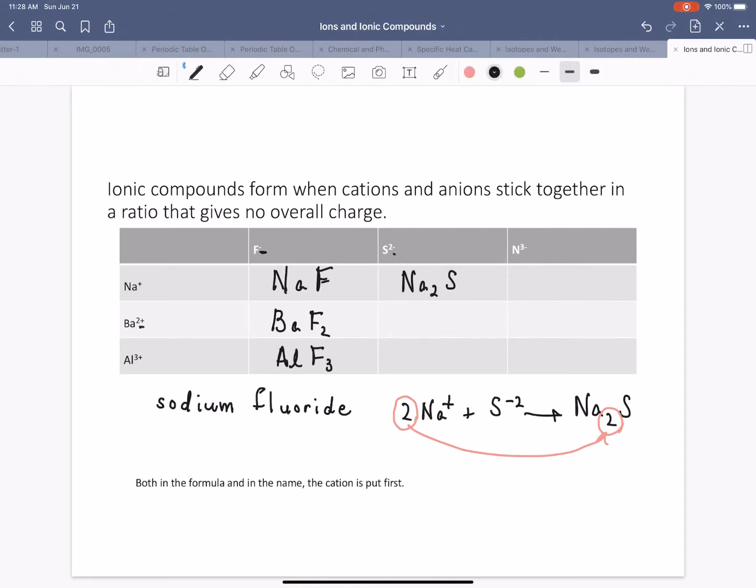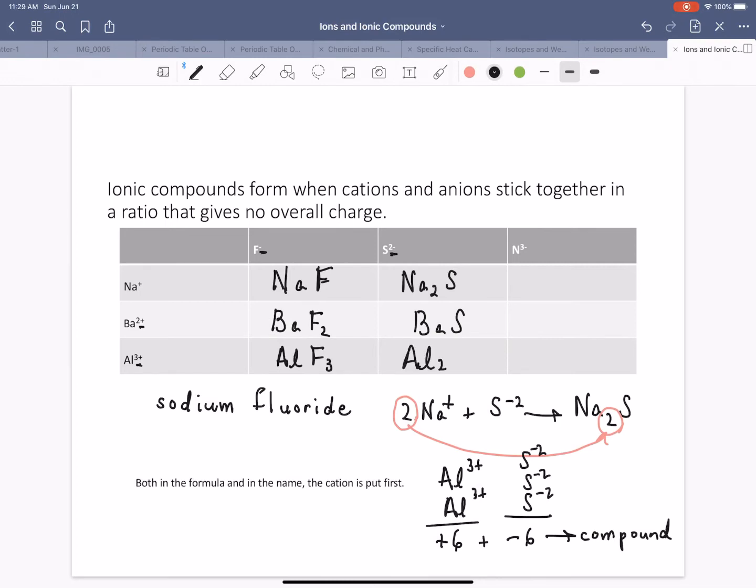Barium is +2 and sulfide is -2, so they come together in a 1-to-1 ratio. Aluminum is +3 and sulfide is -2, so we're going to look for the lowest common multiple between 3 and 2, which is 6. If we have 2 aluminum ions, we have a +6 charge for the cations, and 3 sulfides means a -6 charge, and when we put those together, we get a compound with no net charge. So the formula for aluminum sulfide is this.